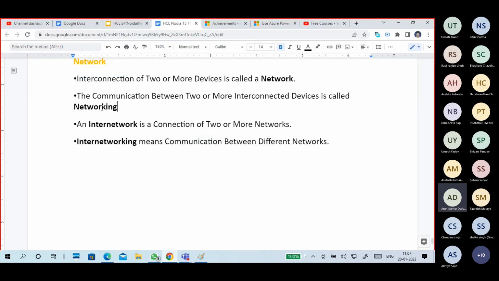What is networking? Networking is the communication between two or more interconnected devices.